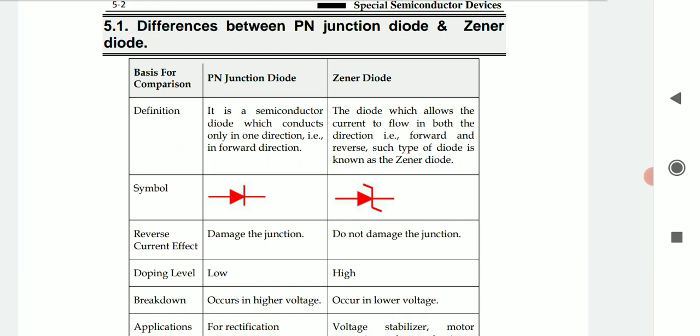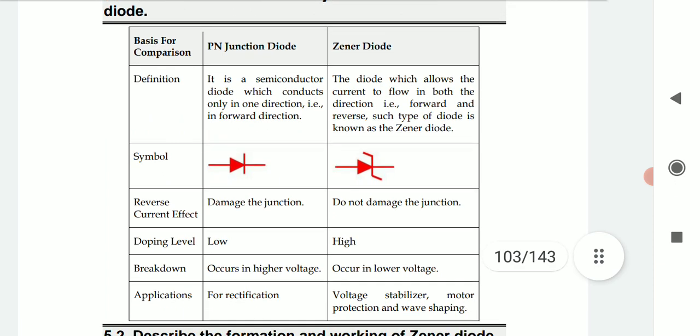As we know about the p-n junction diode, as already we discussed. The p-n junction diode was made up of a combination of p-type and n-type materials, whereas the Zener diode is also made up of p-type and n-type material, except that the impurity concentration is more compared to the p-n junction diode. Okay, let us see the basic differences between p-n junction diode and Zener diode.